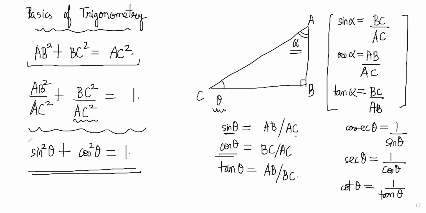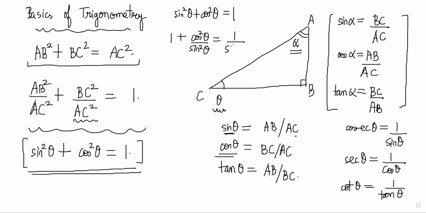So we are getting this result, which is a standard identity for trigonometry. Okay? Sine square theta plus cos square theta is equal to 1. Also, from here we can get two more identities by dividing sine square theta plus cos square theta is equal to 1. We can divide both sides by sine square theta. You would get 1 plus cos square theta by sine square theta is equal to 1 by sine square theta, right? Cosecant square. So you'll get the identity 1 plus cot square theta is equal to cosec square theta.